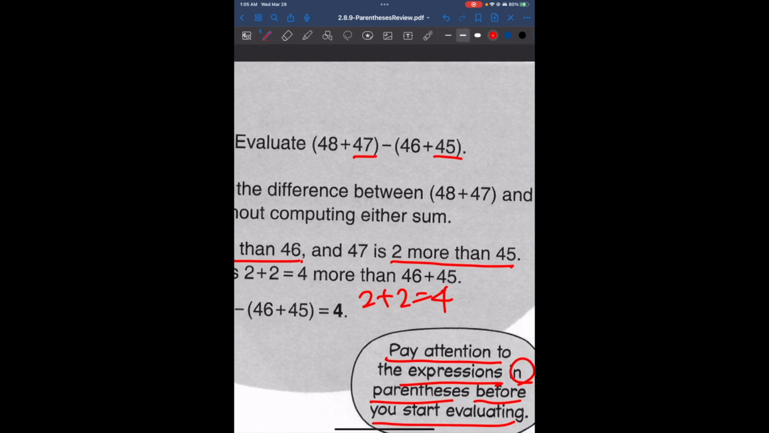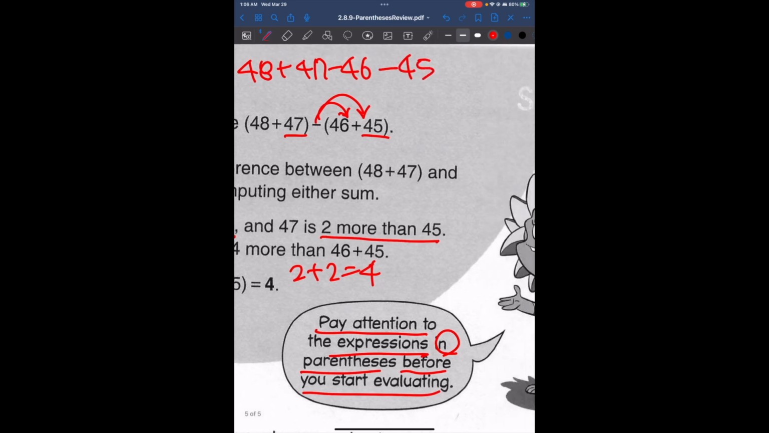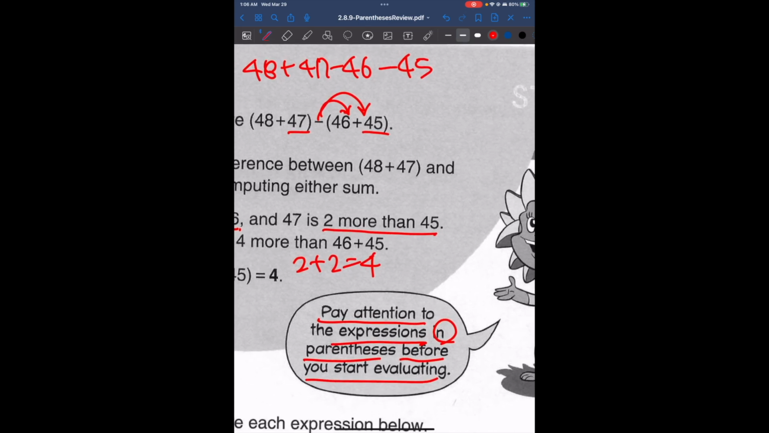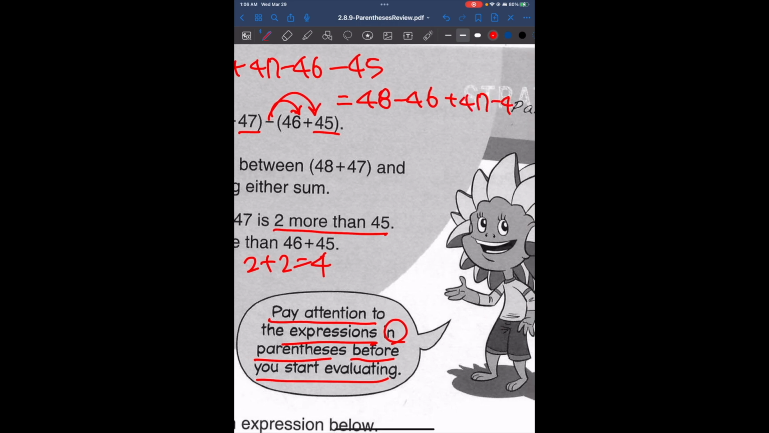Now, an easy way of thinking of this is basically rearranging. Since this is addition and this is addition, but there's a negative sign, if we distribute the minus sign, this is basically 48 plus 47 minus 46 minus 45. And so we can do 48 minus 46 plus 47 minus 45, which is 2 plus 2.